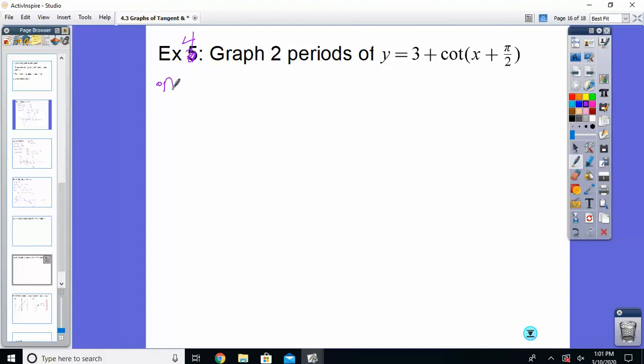Amplitude. 1. Period. Pi. Count by. Okay. Interval. It's cotangent, so we're going to put it between 0 and pi.